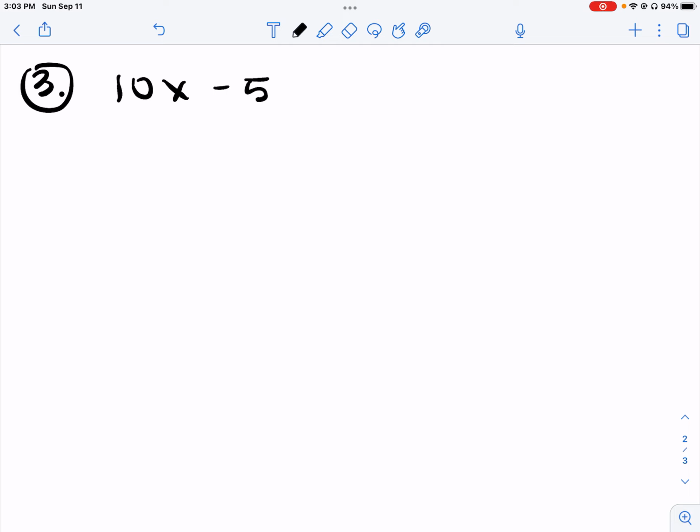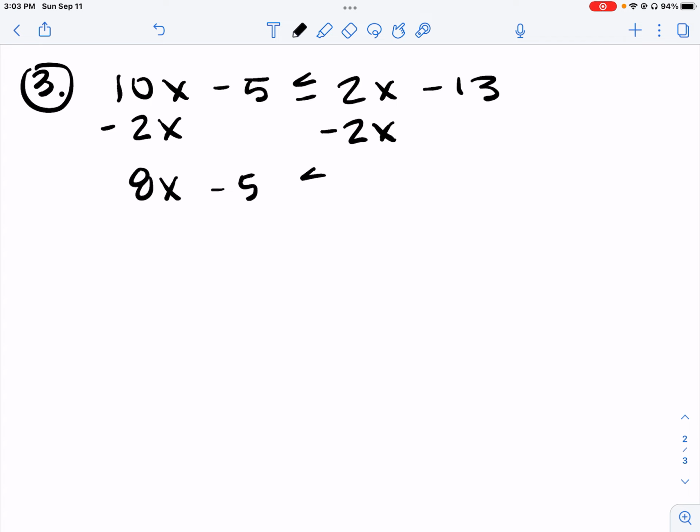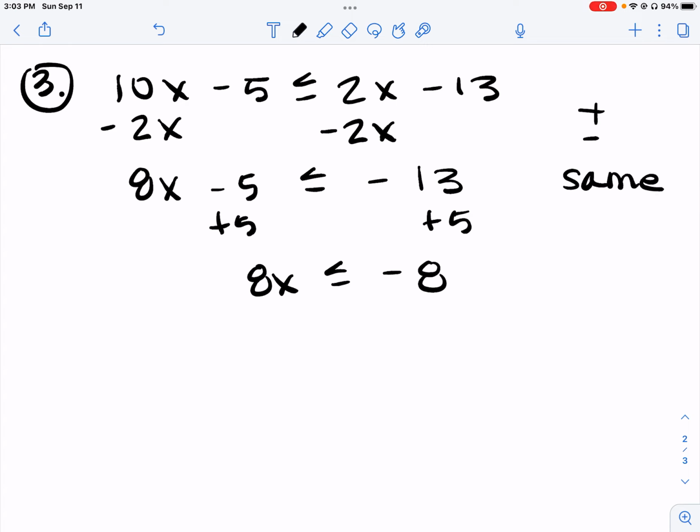Another inequality. Okay, I've got 2x on the right. The 2 is smaller, so I'm going to subtract 2x because I can only have x on one side. Put the subtract 2x under the like term. Okay, now I've got to add 5 on both sides. Okay, when you add or subtract, the inequality stays the same.